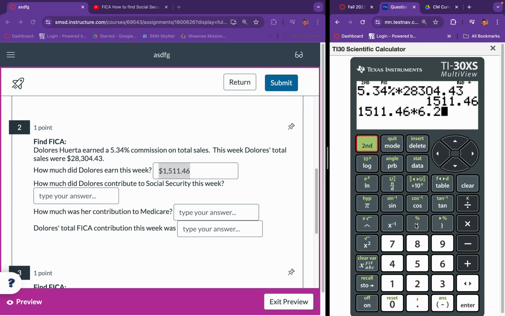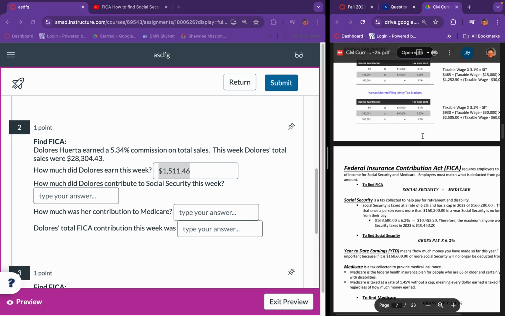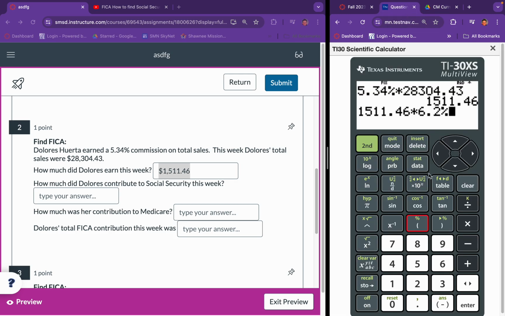Now, friends, if you don't remember the Social Security number, you just go back to your notes, swing down here to Social Security, and it tells you Social Security is 6.2%. But you will do these so much you'll have that number memorized at some point. But if you don't yet, that's fine. So what she earned times 6.2%.